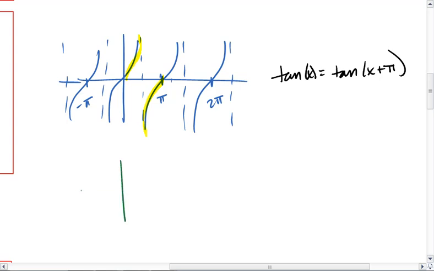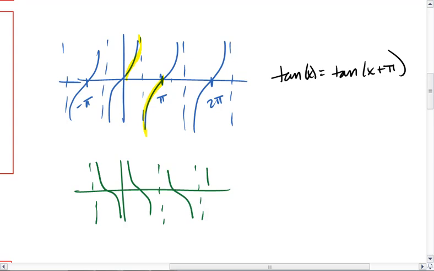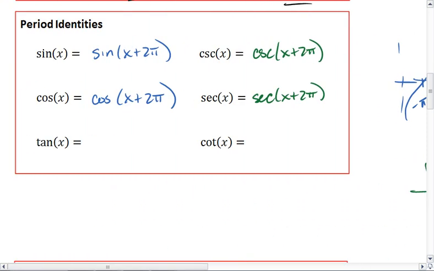Let's check out cotangent. Cotangent also starts repeating after only going through half a period. Thus, cotangent equals cotangent shifted by half a period, or only pi. So tangent is tangent x plus pi. Cotangent is cotangent x plus pi. There are your period identities.